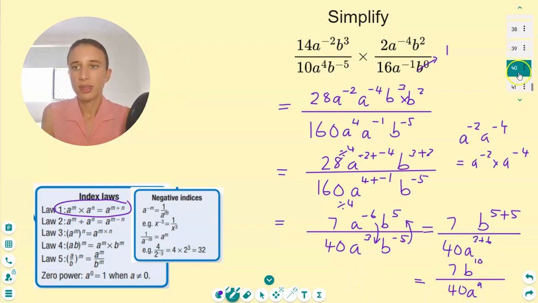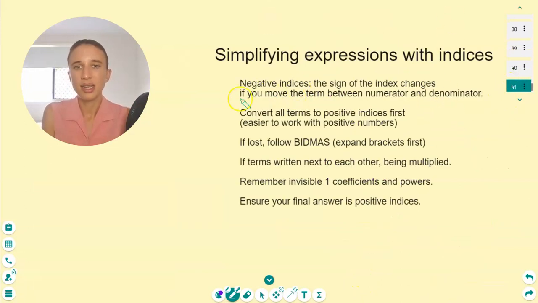So I hope that that helped. These are the key takeaways. With negative indices, the sign of the index changes if you move the term between the numerator and denominator. And convert all terms to positive indices first, because it's easier to work with positive numbers. If you're lost, follow BIDMAS and expand those brackets first. If terms are written next to each other, they're being multiplied.